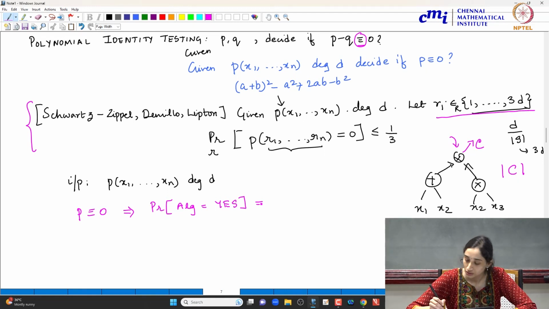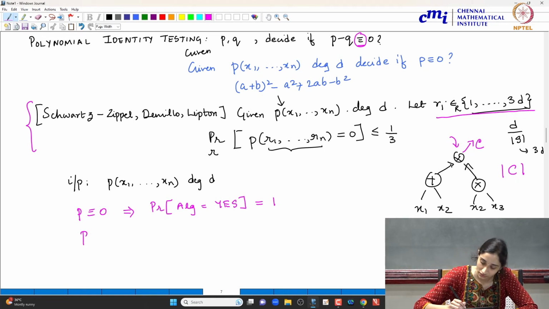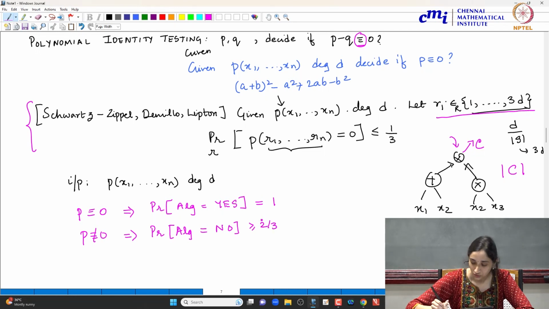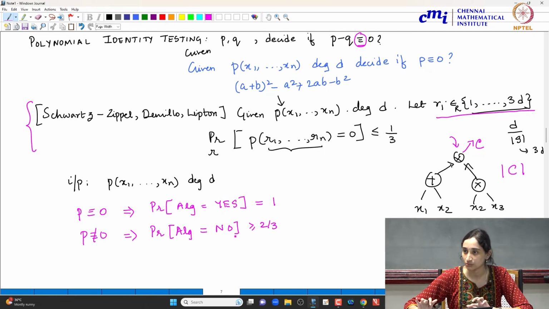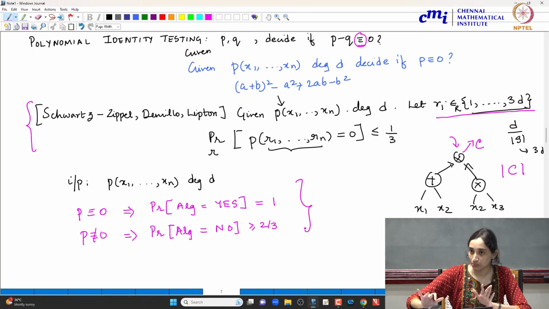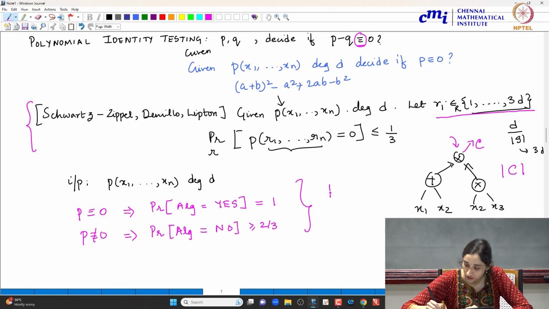If it's not identically 0, then your algorithm will say no. Okay, maybe I should say yes, but I'm going to say no. Or I could have even said the algorithm says yes with probability at most 1/3. I have not written the algorithm, but I suppose the algorithm is clear. So this is a probabilistic algorithm.